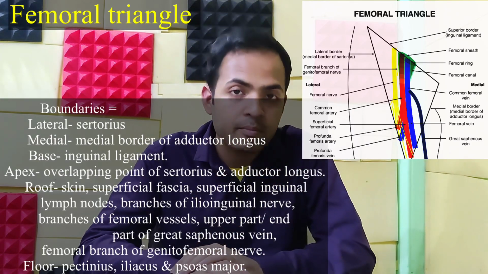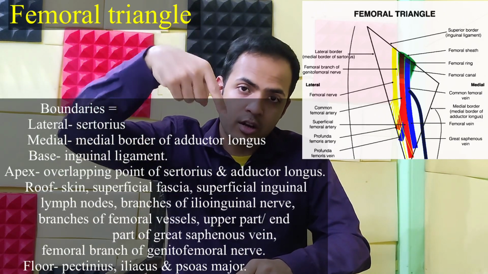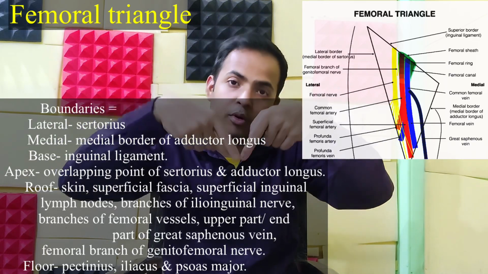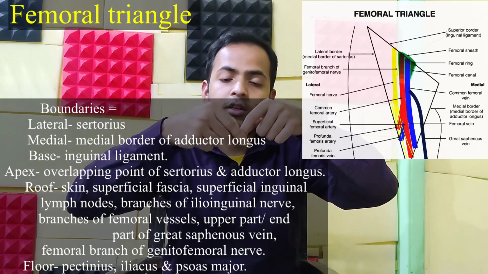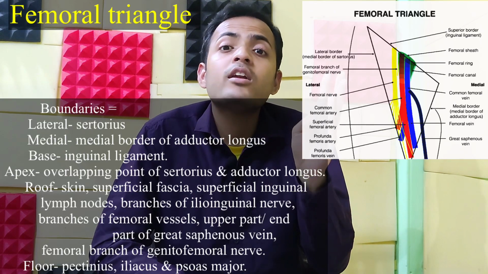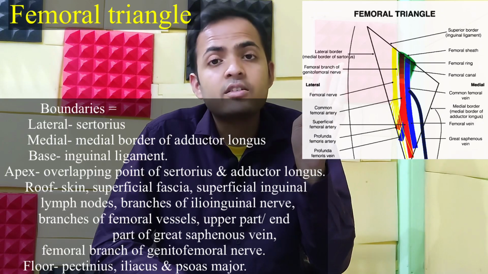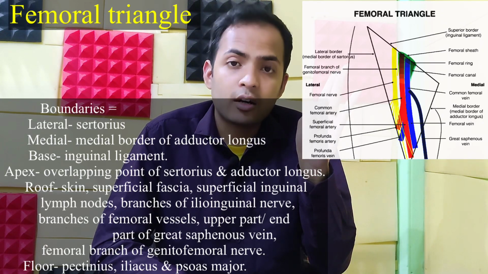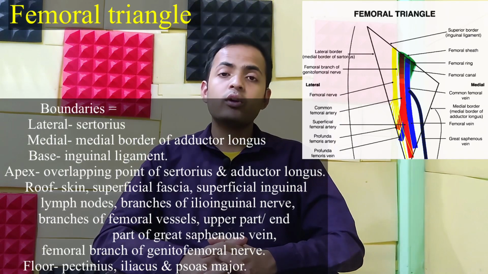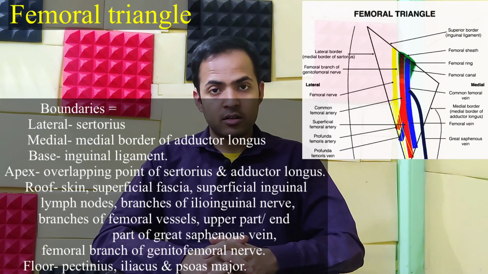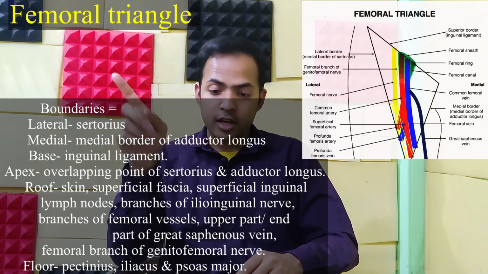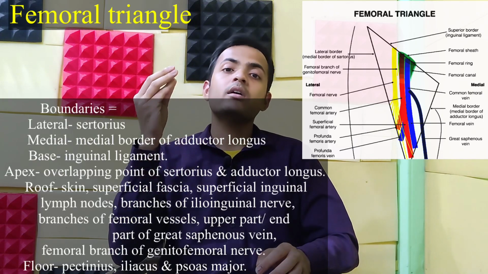And as I said, it is just below the inguinal ligament. So the inguinal ligament acts as the base. The apex is formed because the sartorius muscle is going downside, and the adductor longus is also going downside. Both muscles are going to their each destination, and the crossing point or the overlapping point of these muscles forms the apex. The roof is formed by the skin, first of all skin, then you're going to find superficial fascia, superficial inguinal lymph nodes, femoral branch of genitofemoral nerve, branches of ilioinguinal nerve, superficial branches of femoral artery, superficial branches of femoral vein, along with the upper part of the end part of the great saphenous vein. Floor is made by the pectineus muscle, psoas major muscle, and iliacus muscle. Okay, so you got ultimately the medial border, lateral border, base, apex, roof, and floor. This is the entire part of the femoral triangle.